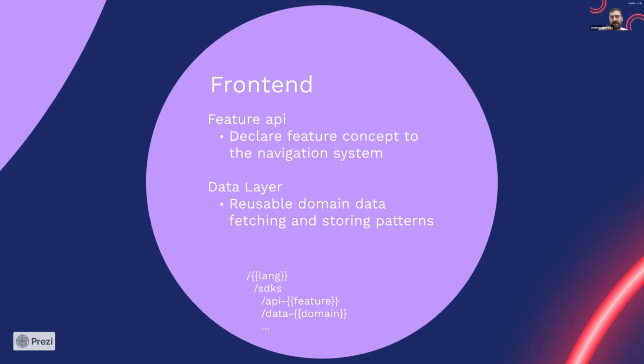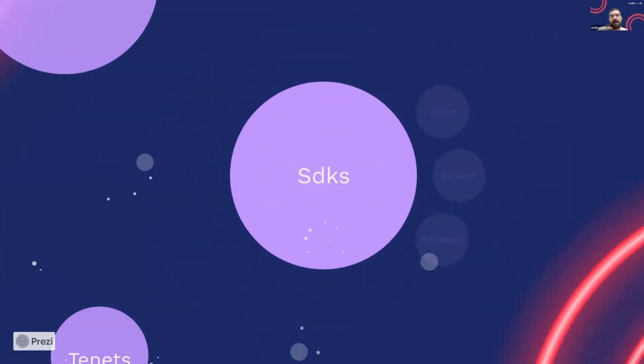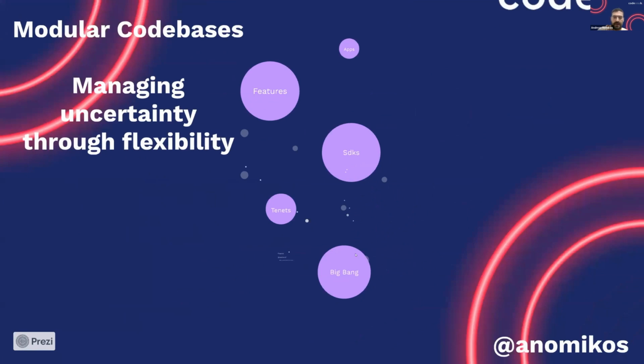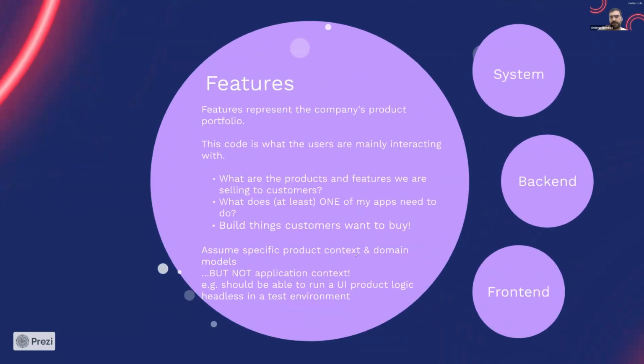Or you might have some general data layer that allows you to store, fetch, and cache domain data, as well as synchronize them to the backend, regardless of whether you use synchronous fetching or asynchronous fetching. So it gives you the ability to customize that. Moving on to the other big layer, which is the features.